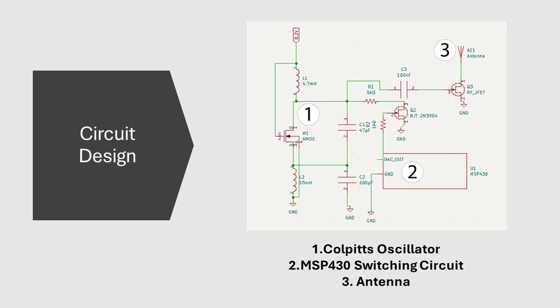The second part of the circuit, the switching circuit for the MSP430, is mainly a JFET, which allows the MSP430 to control whether or not the RF energy coming from the oscillator at 200 kilohertz is fed through the antenna, which is the third part of the circuit, or sent to ground.